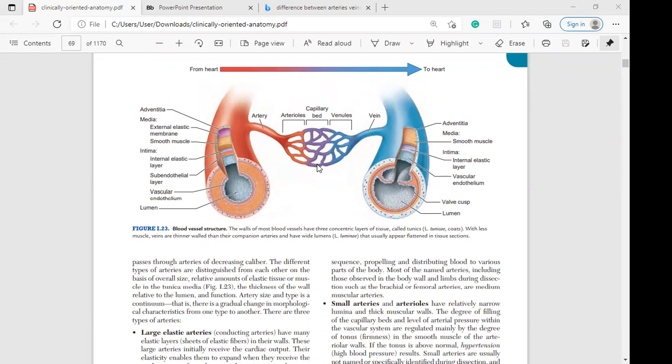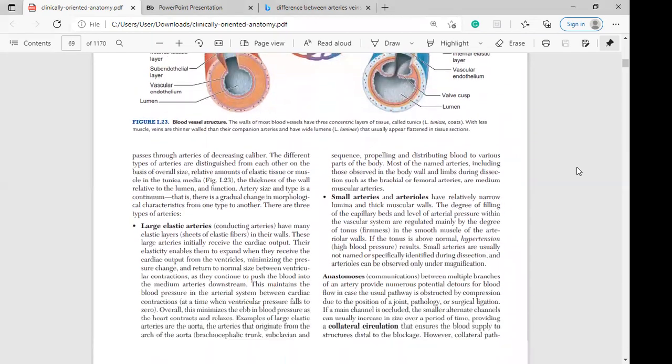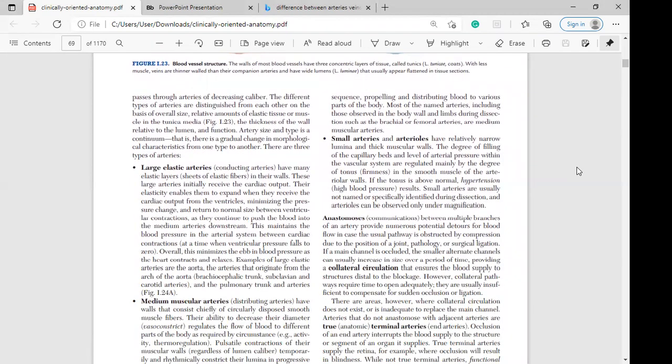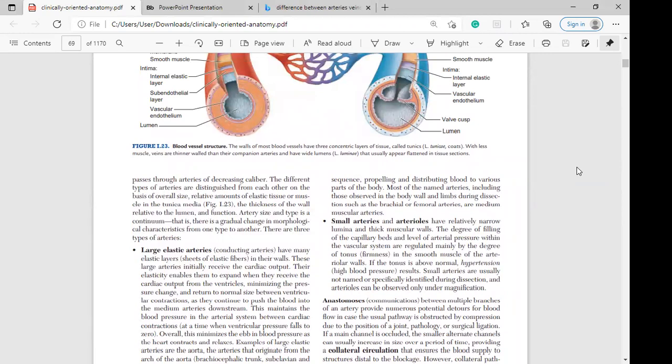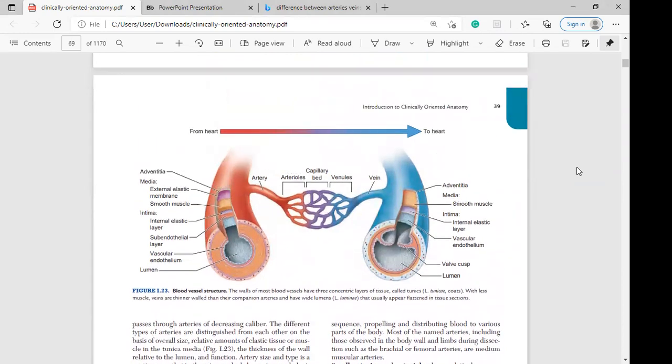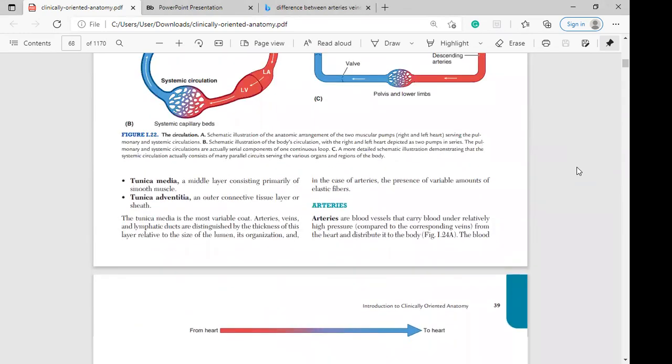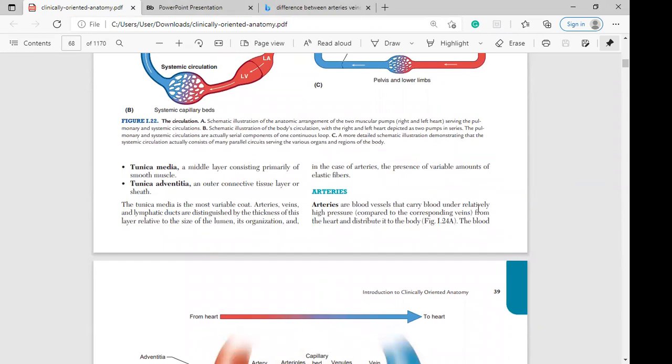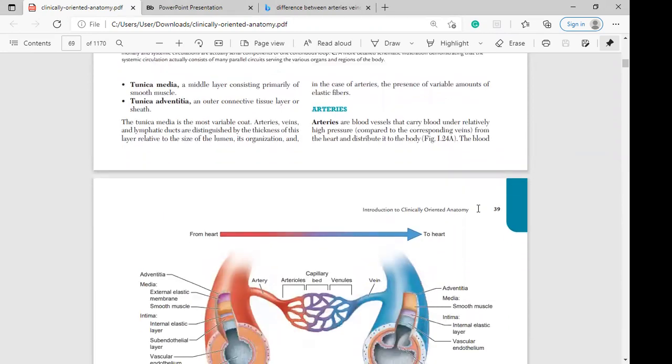Okay, good. Now, let's see what next we have here. I think here, this is just an explanation of the blood vessels. We already did this before. We already explained the blood vessels, the arteries, they carry blood under high pressure. We already explained all of these yesterday.